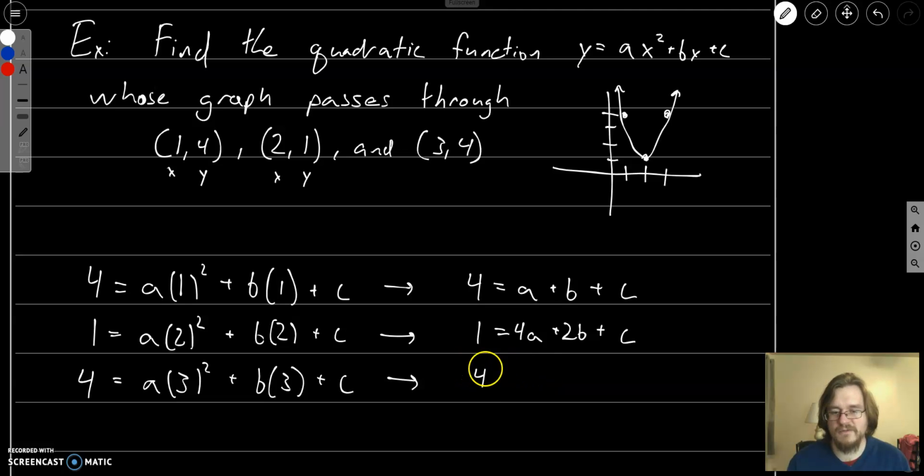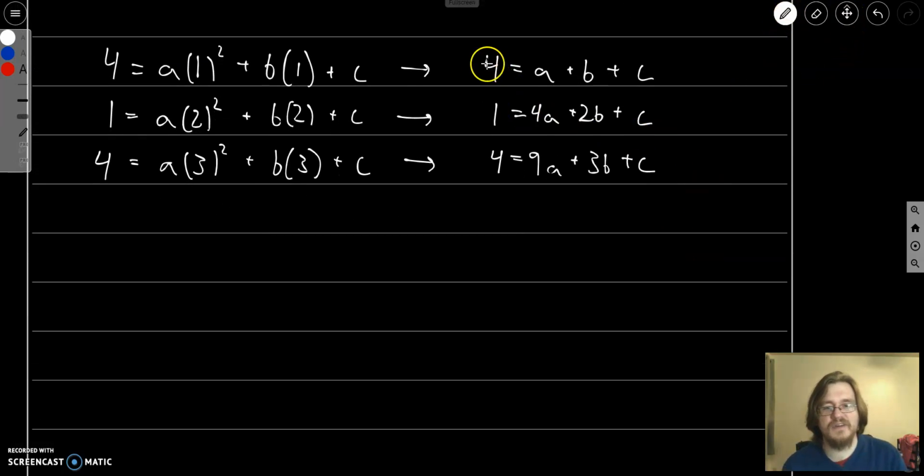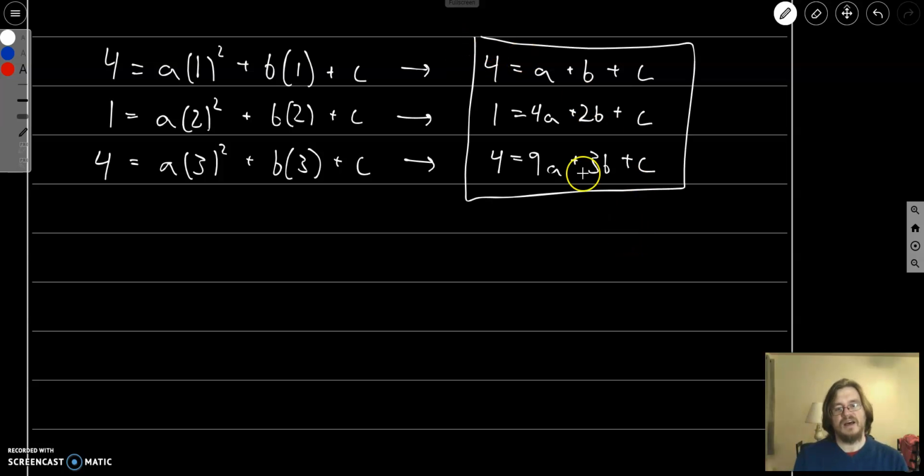So we will get 4 is equal to 3 squared, which is 9, times a plus 3 times b plus c. And we are well on our way. So I have 3 equations with 3 unknowns. All I need to do is figure out what a, b, and c should be, and we're done.